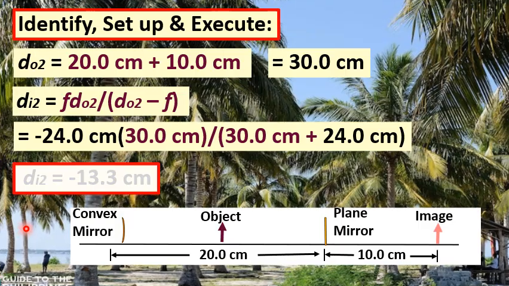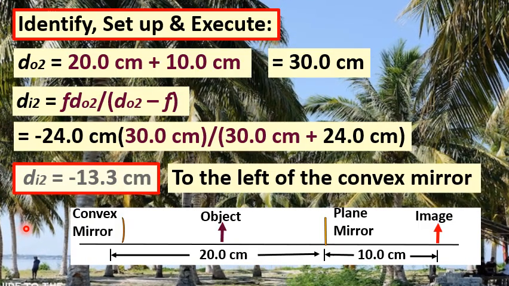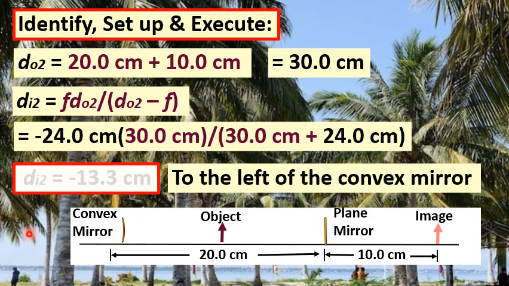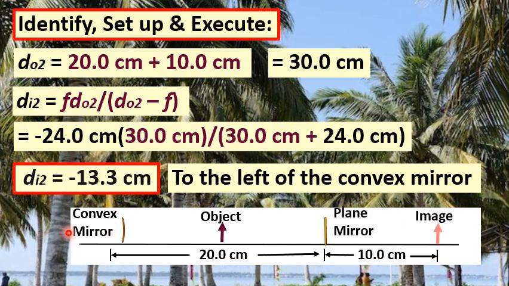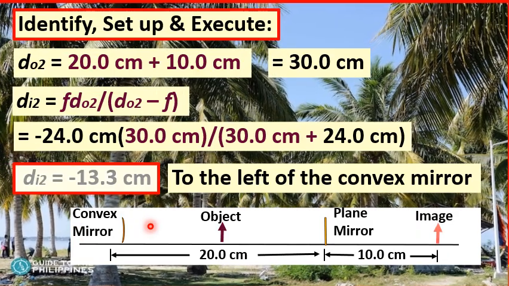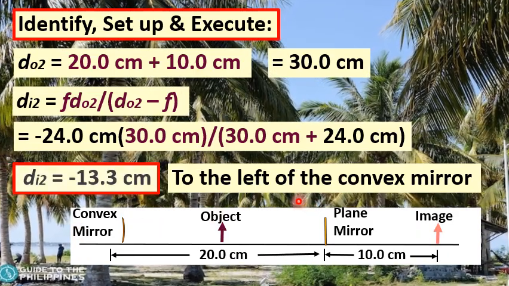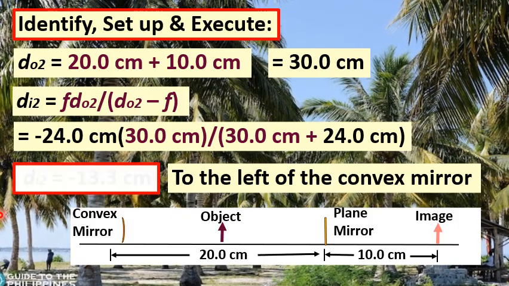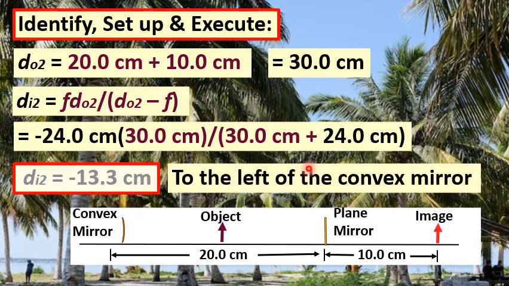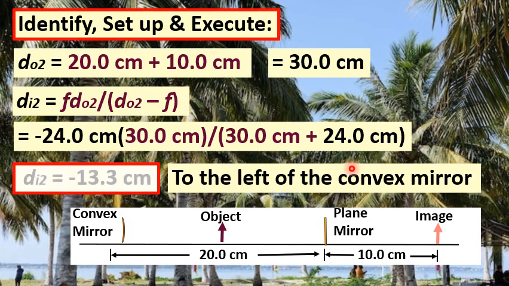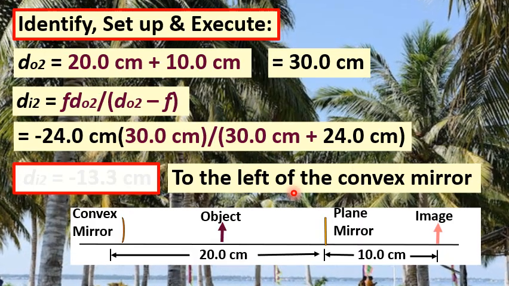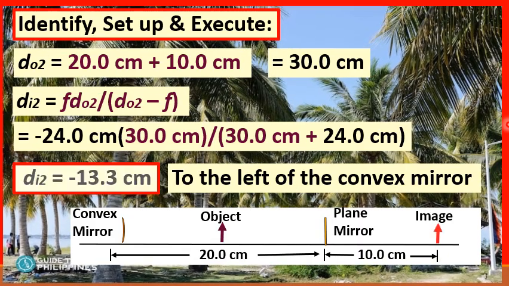So this means that the second image closest to the convex mirror is 13.3 centimeters to the left of the convex mirror, right? Since d sub I2 is negative, therefore we can say that the second image closest to the convex mirror is also virtual and erect.